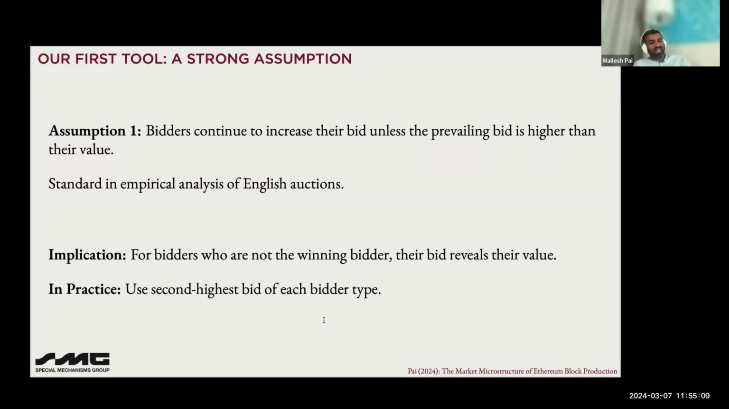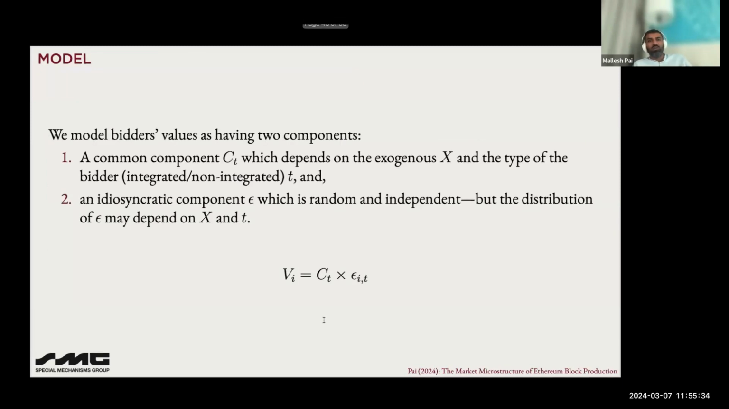So in practice, what we're going to do is look at the second highest bid for each bidder type. From the auction, we know the winner, but we're just going to use the second highest of each bidder type because we know that those two people were outbid. They chose not to increase their bids, and that reveals to us that that must be their value. Okay, we're going to have a simple model today.